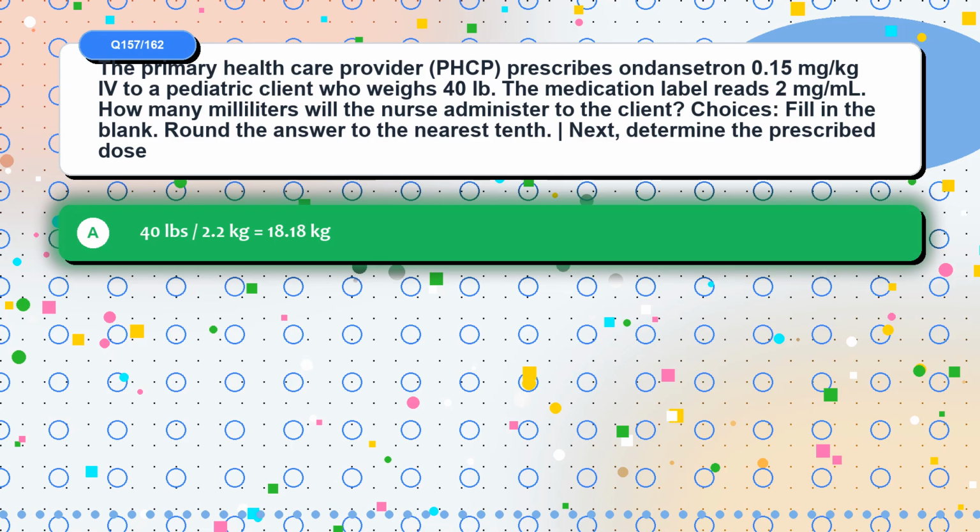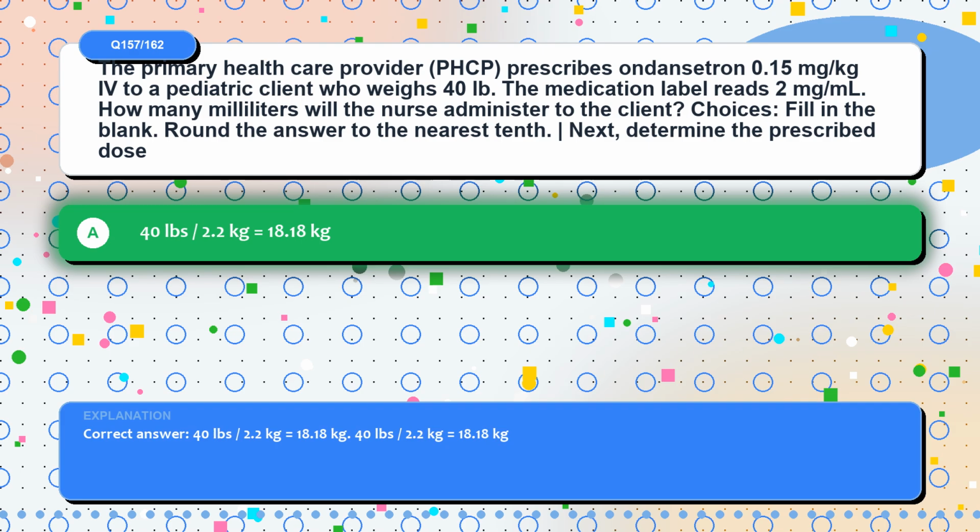The correct answer is option A. 40 pounds divided by 2.2 kg equals 18.18 kg.